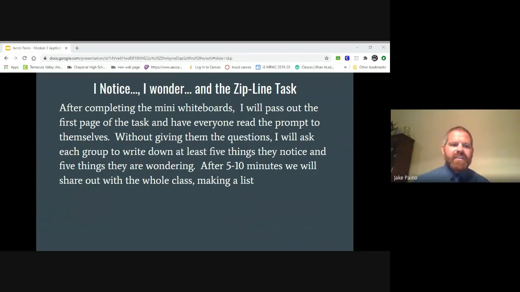Okay, and after they've read the first page and haven't sent any questions, I would have them in their groups write down a minimum of 5 things that they noticed about the prompt, about the graph, and then 5 things that they still wonder. Since there's no questions being asked, a lot of times this wondering will lead to some of the questions that I'm going to ask.